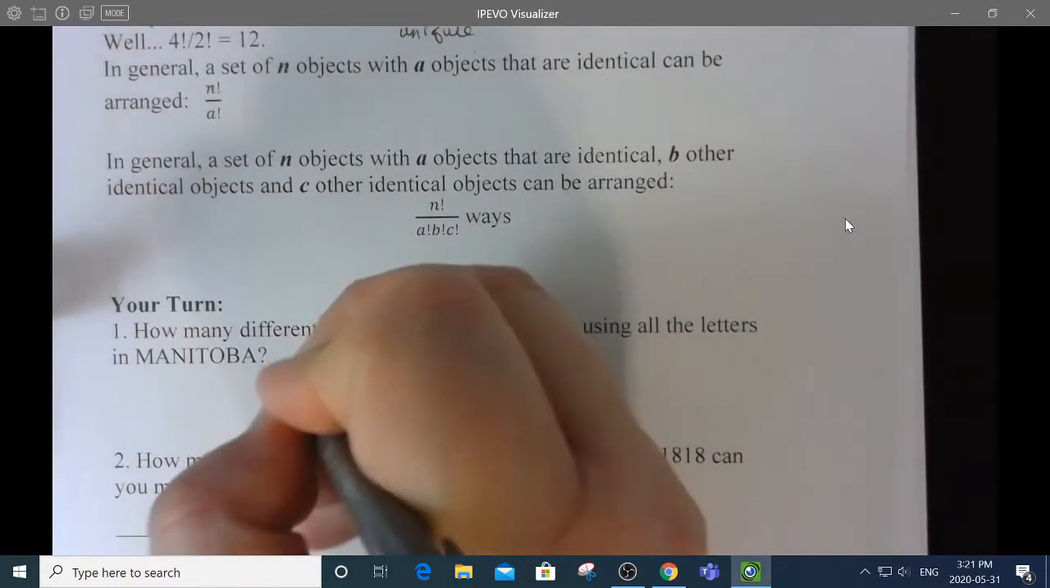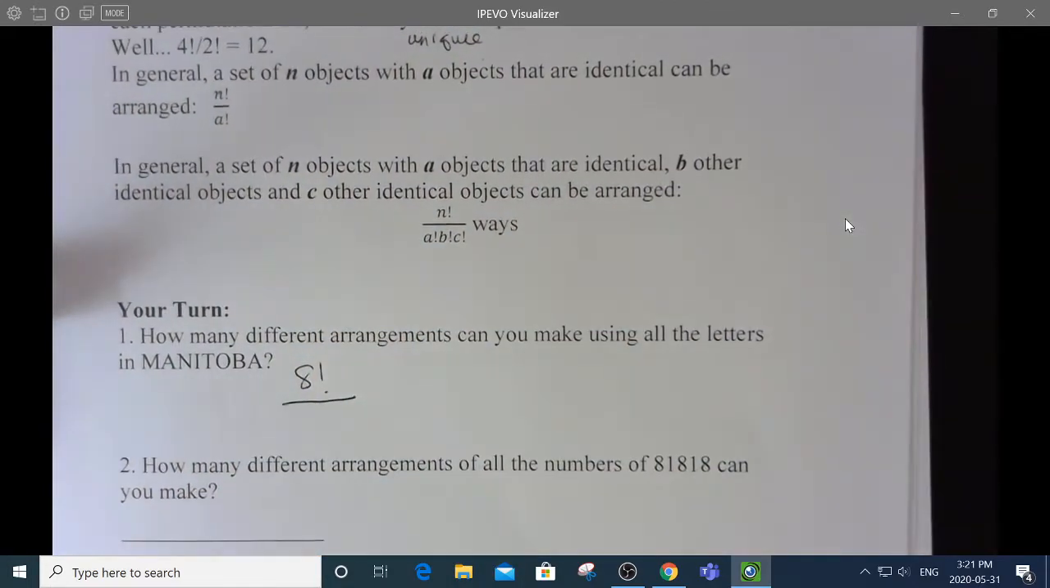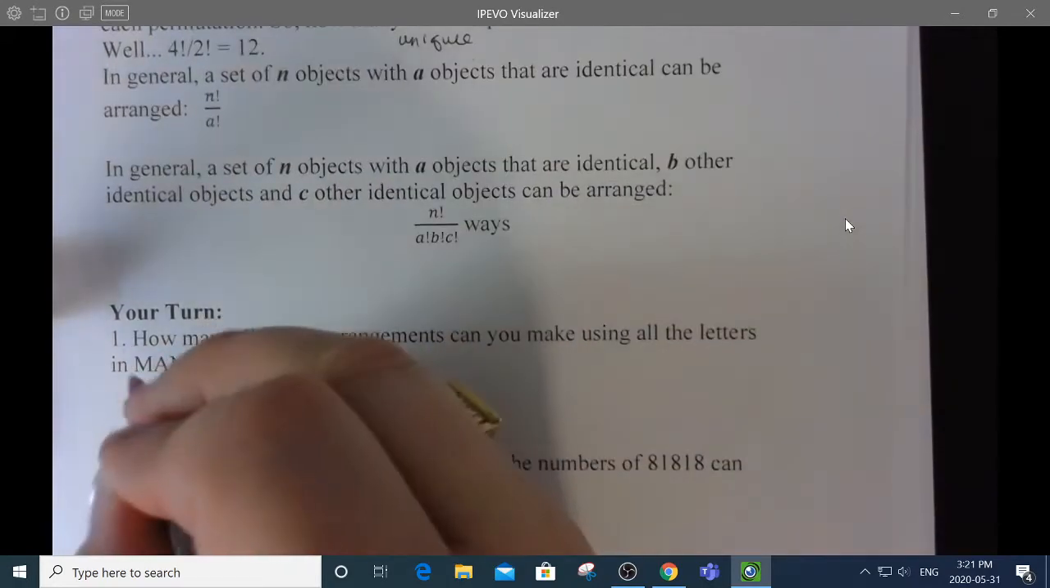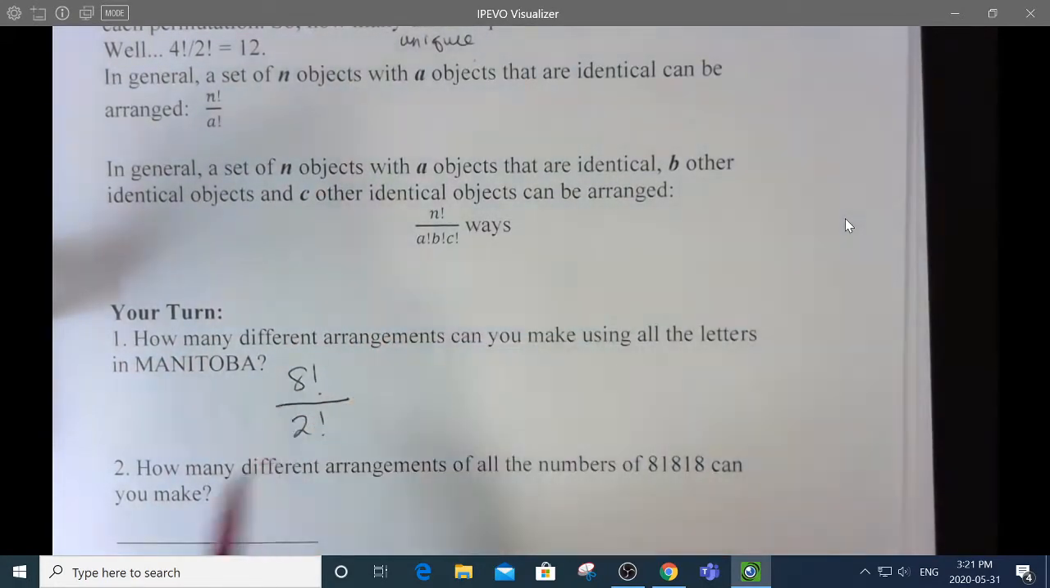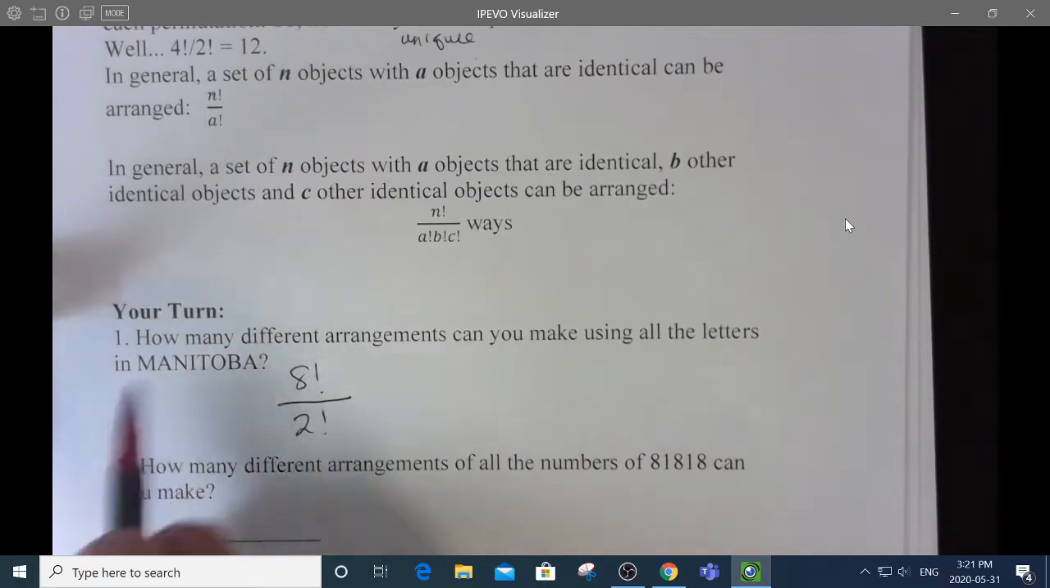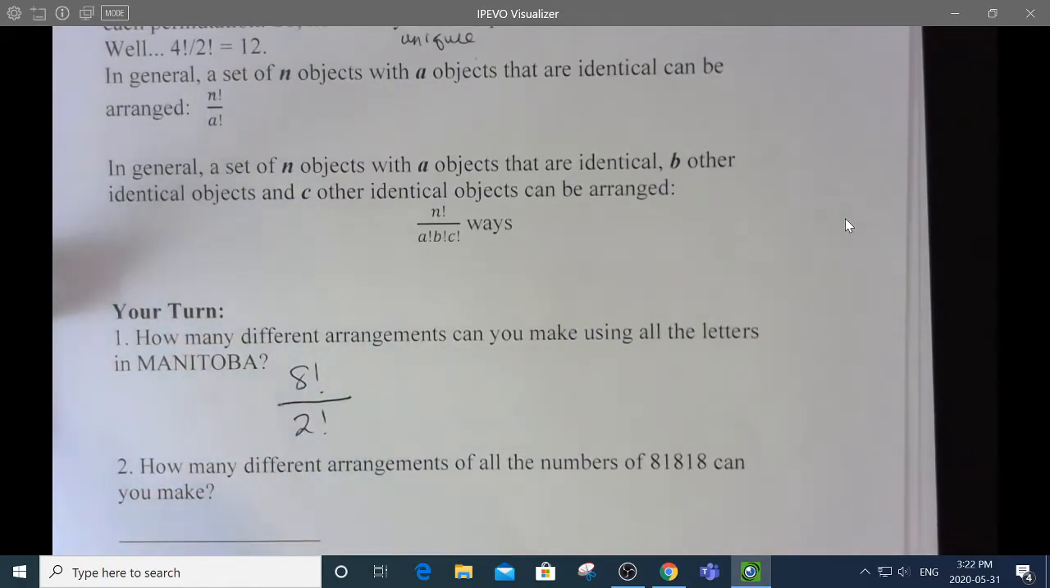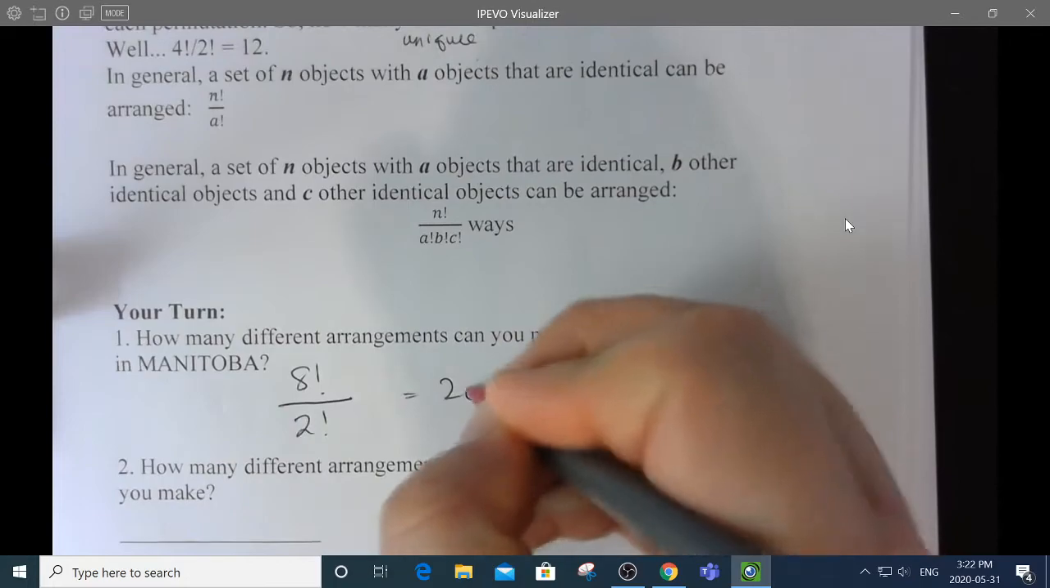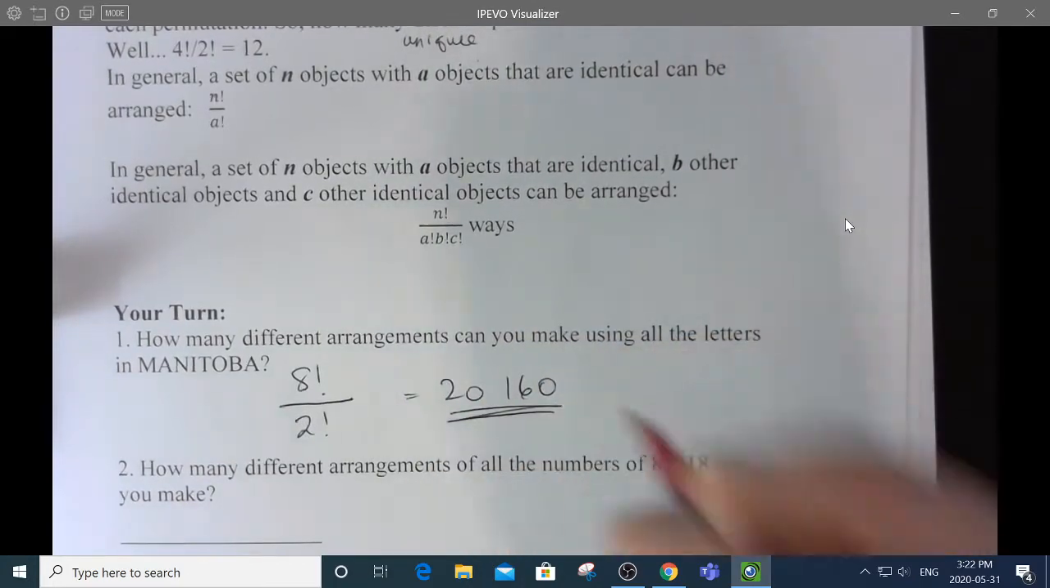Manitoba has 8 letters. If I was playing Scrabble, that's an 8-letter word. And there is 2 A's. So every place that I put an A, I could put one of 2 things. So I have to go 8 factorial divided by 2 factorial, which is 20,160 when I punch buttons.